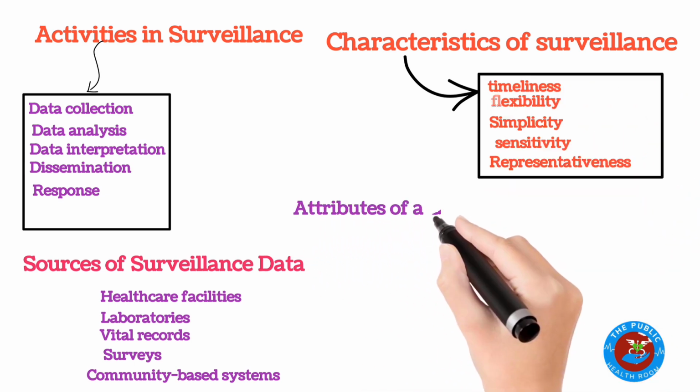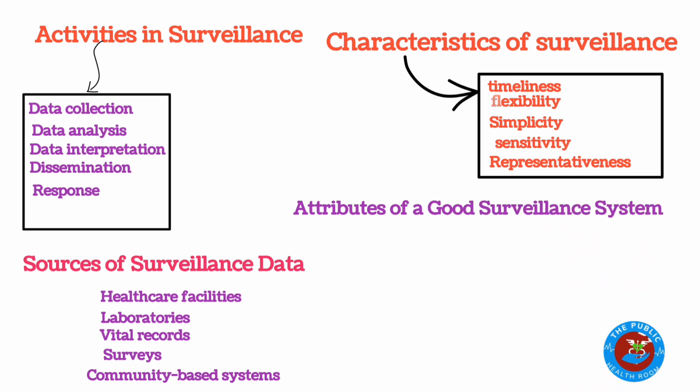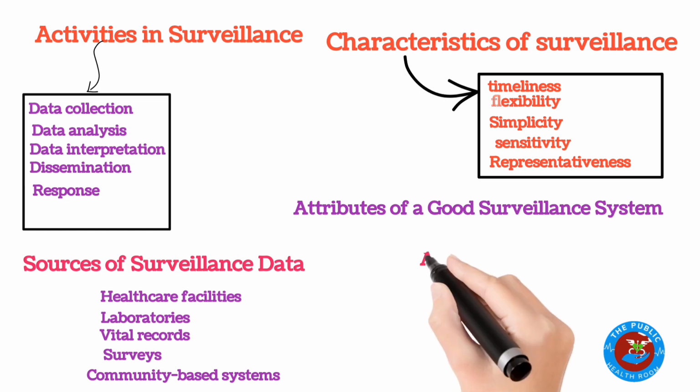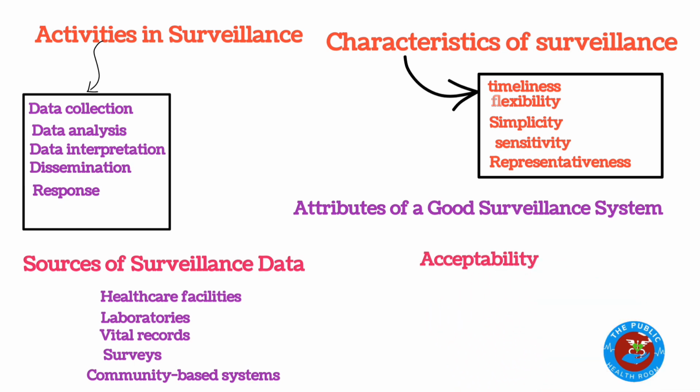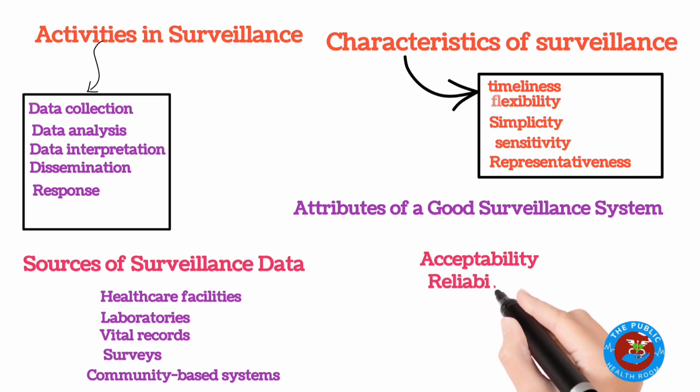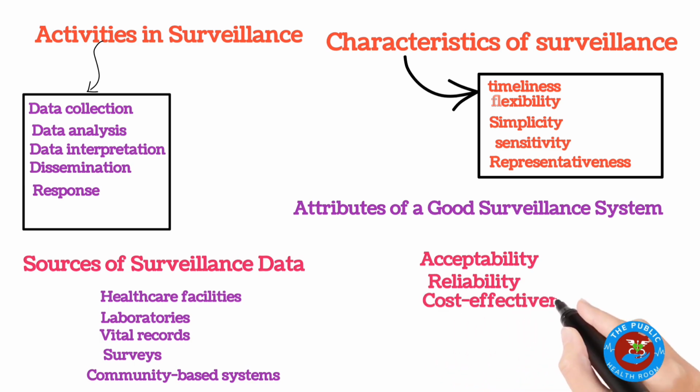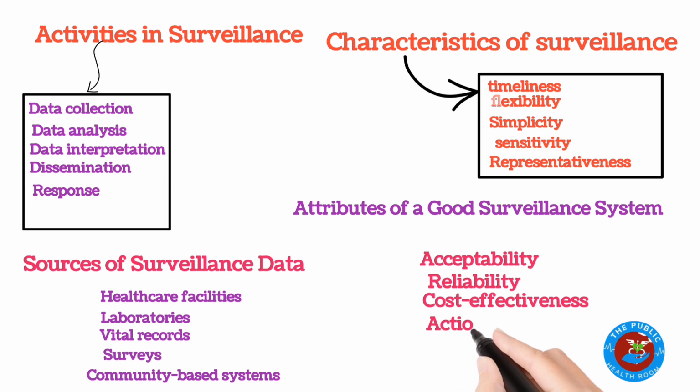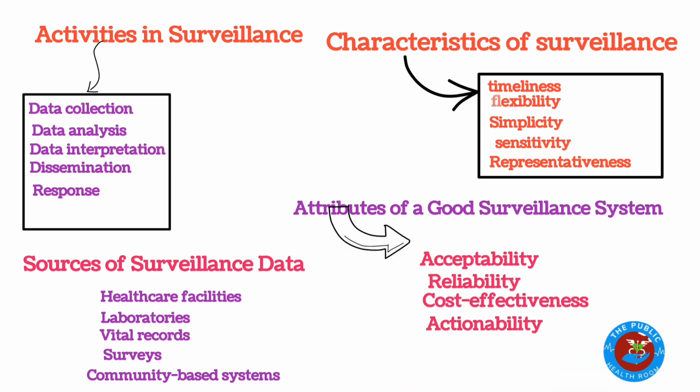Attributes of a good surveillance system. For a surveillance system to be effective, it must have these attributes. 1. Acceptability. Stakeholders should willingly participate. 2. Reliability. The data collected must be accurate and consistent. 3. Cost effectiveness. The benefits should outweigh the costs. 4. Actionability. The system should enable prompt interventions.